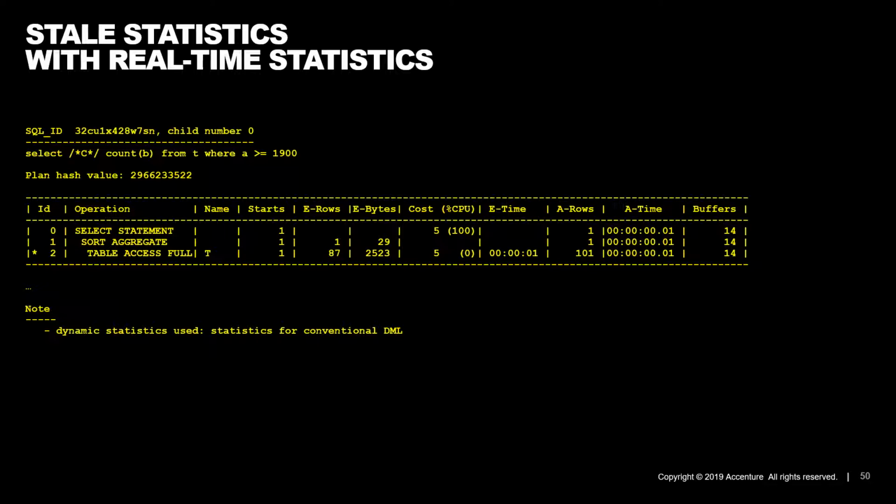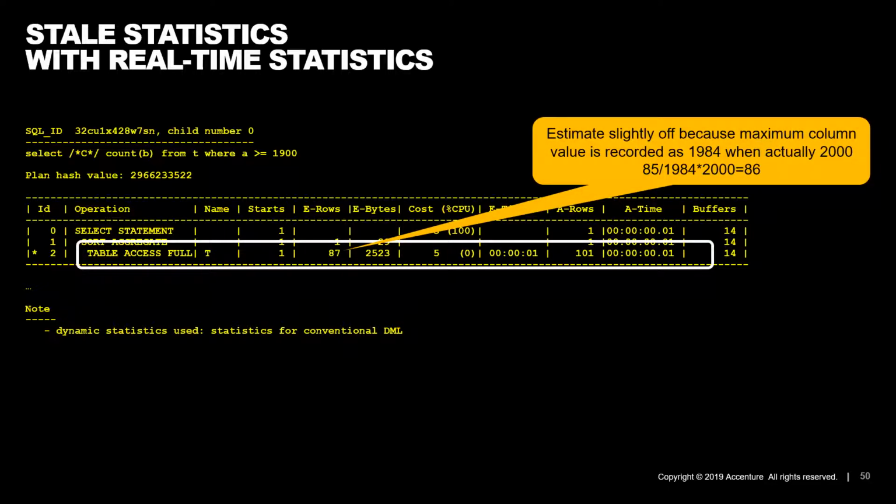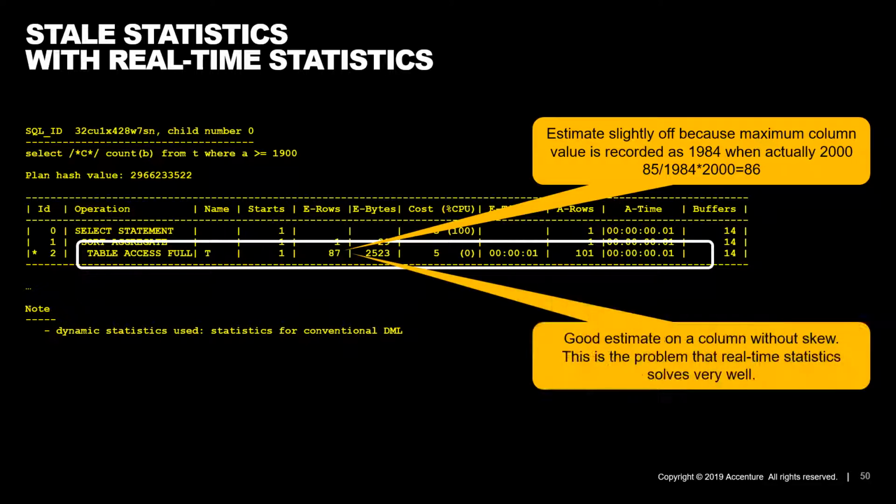Here's the execution plan with the real-time statistics. It's estimated that it's going to get 87 rows, whereas it actually got 101. So the estimate is slightly off, and it's off because the maximum column value was recorded as 1984, not 2000. So that's how it comes out with 87. So it's a pretty good estimate on a column without skew. And this is the problem that real-time statistics was designed to solve, and it actually solves quite well.